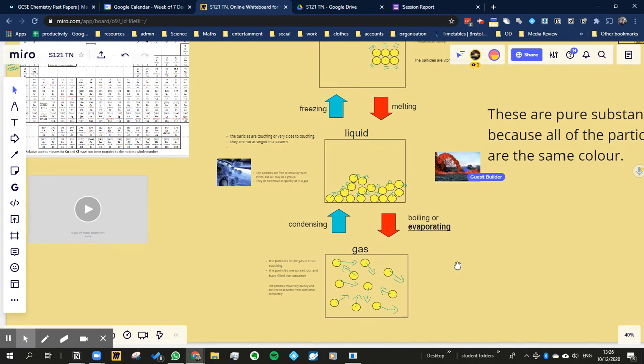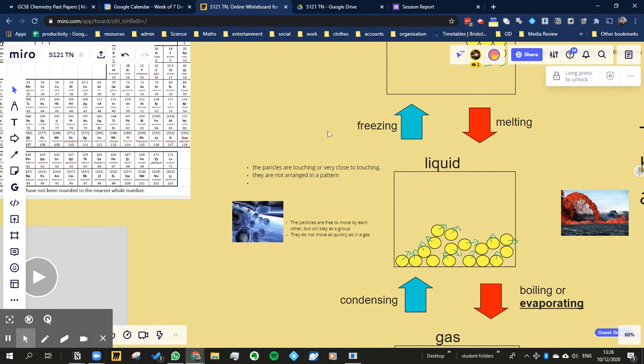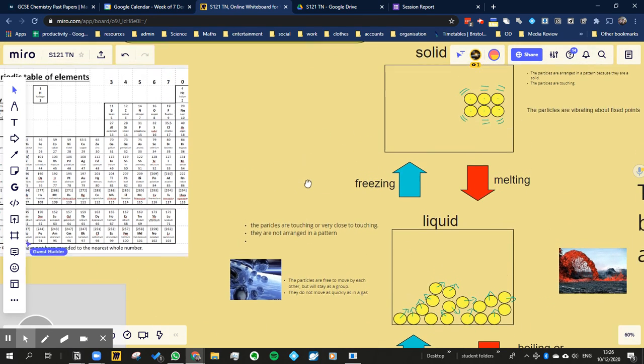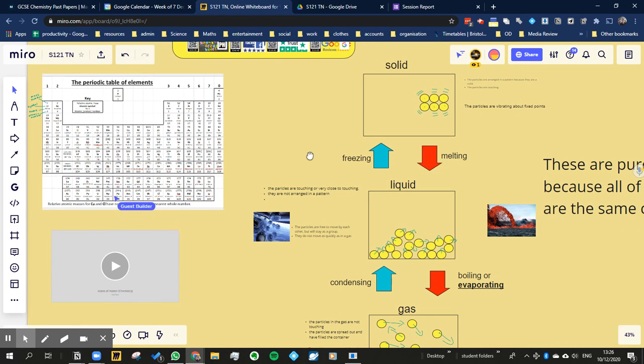Now there is one more. So it looks like there's going to be only 4, but there's actually one more. Some substances skip out the liquid stage altogether. They go straight from gas to solid. One of the substances that do that is carbon dioxide. Just press undo there. So for example, carbon dioxide doesn't have a liquid stage. There is no such thing as liquid carbon dioxide.